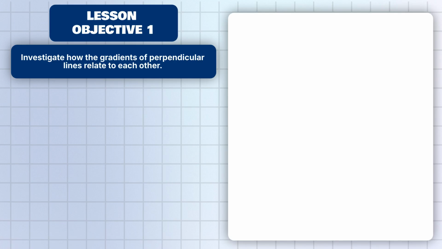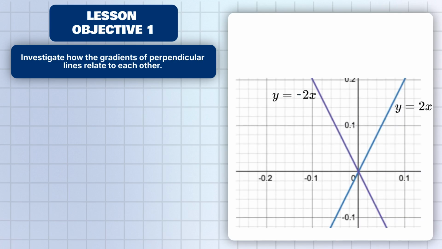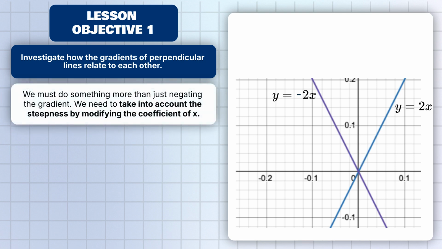Now let's take a different line, y equals 2x. Intuitively, the perpendicular shouldn't just be y equals minus 2x, because the line would be too steep. Therefore, we must do something more than just negating the gradient. Specifically, we need to take into account the steepness by modifying the coefficient of x.